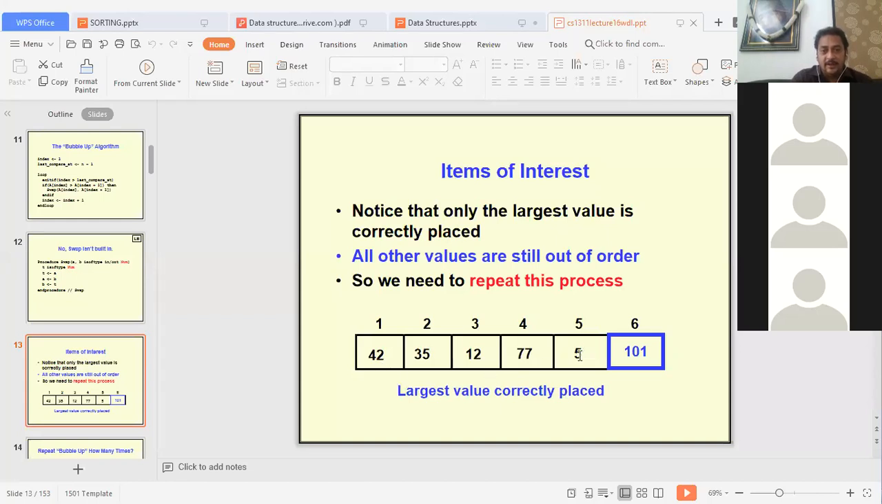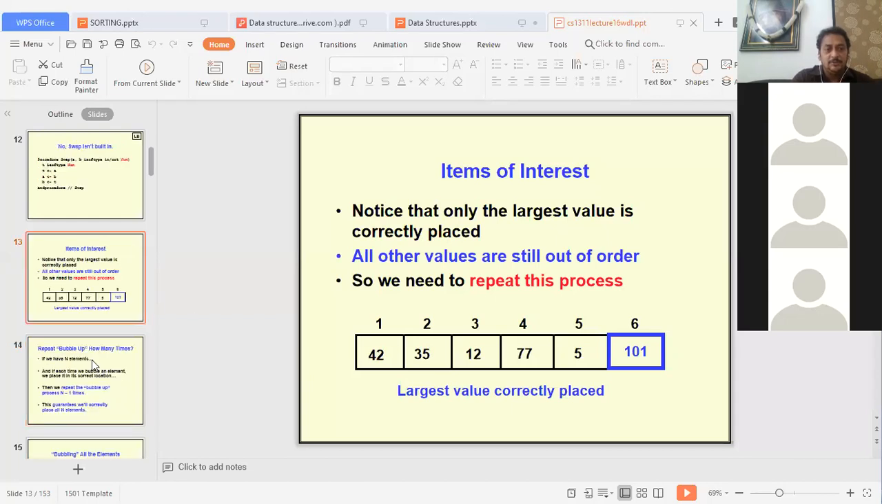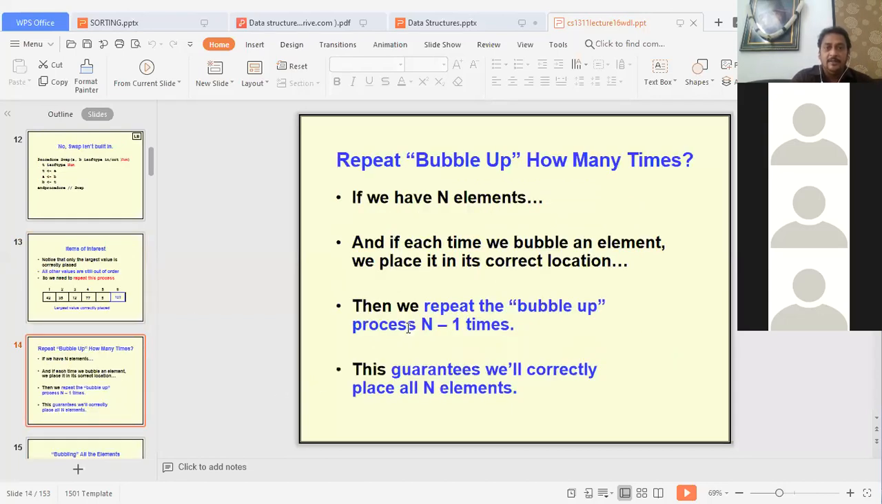The remaining ones we already observed in the Word file. We did the exercise using the Word file. So for the remaining elements, we are supposed to perform the same thing. Repeat how many times? Suppose we have n number of elements, and if each time we bubble an element, we place it in its correct location, then we repeat the bubble up process n-1 times.